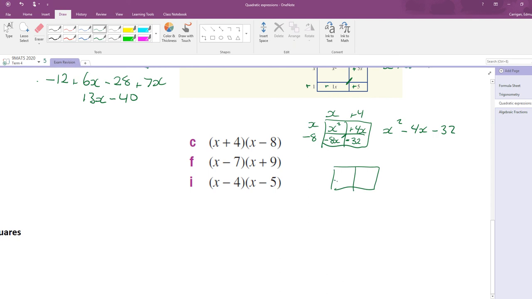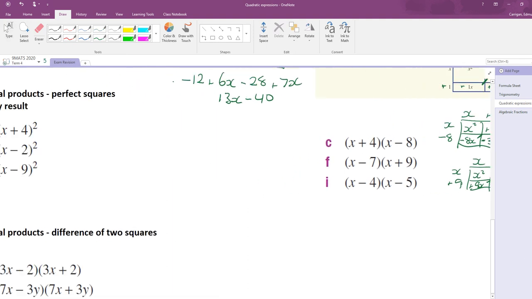Our next one, we should all be very, very good at these by now. x plus 9, x times x is x squared, minus 7 times x is minus 7x, plus 9 times x is plus 9x. Minus times a plus is a negative. 7 times 9 is 63. Recognising those two panes have the same sort of information. x squared, 9 minus 7 is 2x, minus 63. I won't do the last one.